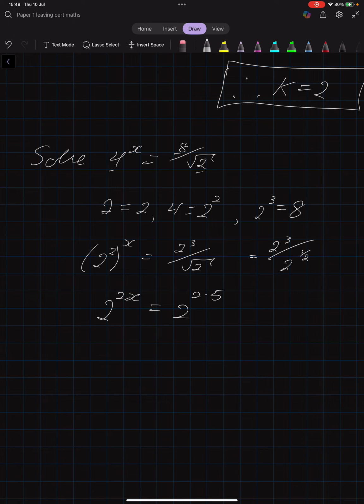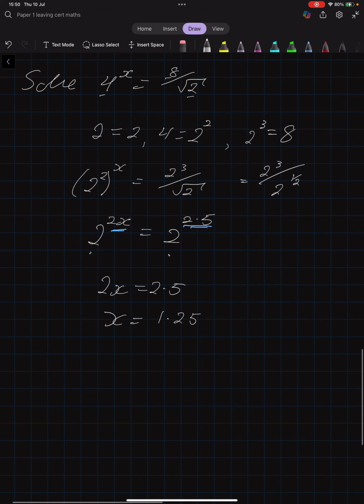Okay? So now on the left-hand side, we have 2 to the power of 2x, and on the right-hand side, we have 2 to the power of 2.5. What that basically tells us is that because the base numbers are the same, the exponents, so that's what they're called, the powers have to be the same. So 2x has to be equal to 2.5, and therefore x has to be equal to 1.25. Like that. So that's how you do those ones.